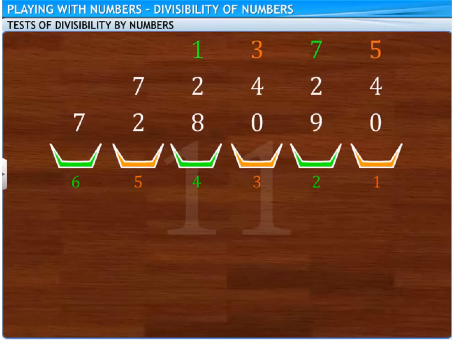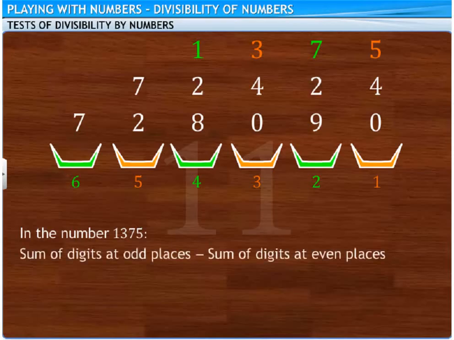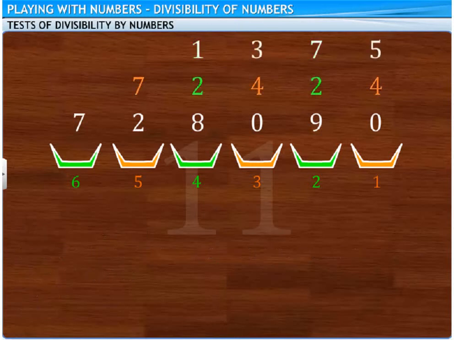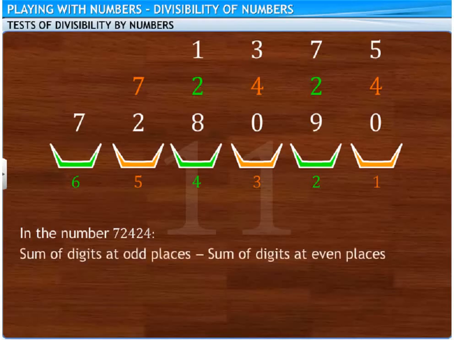Observe the digits at the odd and even places in the number 1375. The difference between the sum of the digits at the odd and even places is equal to 0, which is divisible by 11. Consider the number 72,424. The difference between the sum of the digits at the odd and even places is 11, which is divisible by 11.